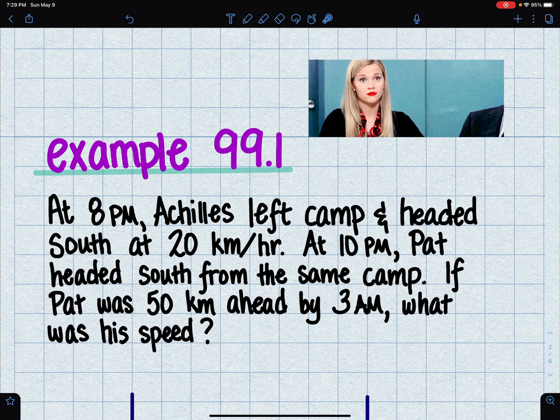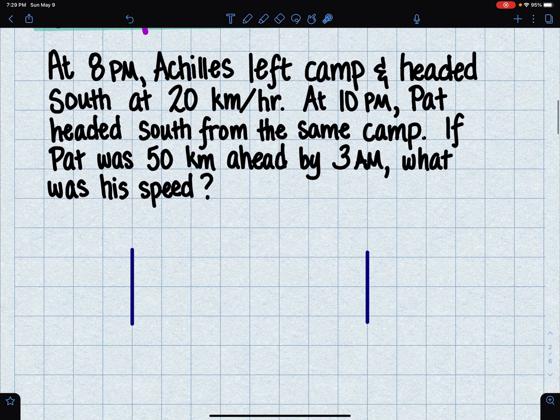Okay, let's jump into example 99.1, all right? And it says this: at 8 p.m., Achilles, that's cute that they called his name Achilles, he left camp and he headed south at 20 kilometers per hour. So I'm going to start keeping track of some of these things. I'm going to write, all right, the rate, because they gave us the rate of Achilles, is equal to 20 kilometers per hour.